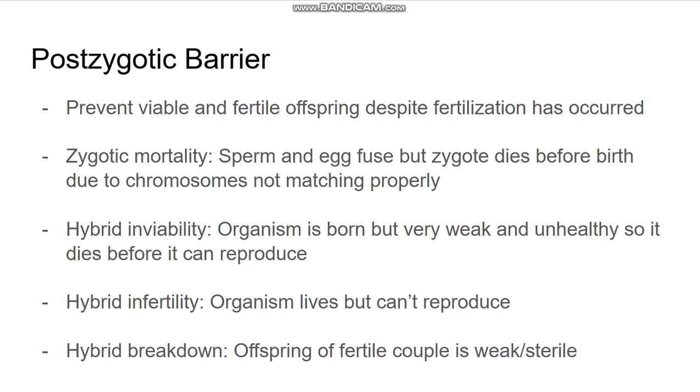So basically, in summary, the post-zygotic barrier prevents viable and fertile offspring despite fertilization having occurred. Zygotic mortality means egg and sperm fuse, but the zygote dies because the chromosomes do not match properly. Hybrid inviability means the organism is born but very weak, so it dies before it can reproduce. Hybrid infertility means the organism is born but cannot reproduce. Hybrid breakdown means the offspring of a fertile couple is weak or sterile.